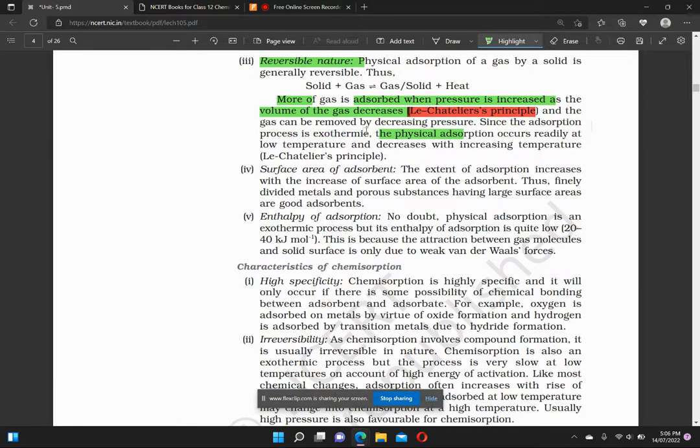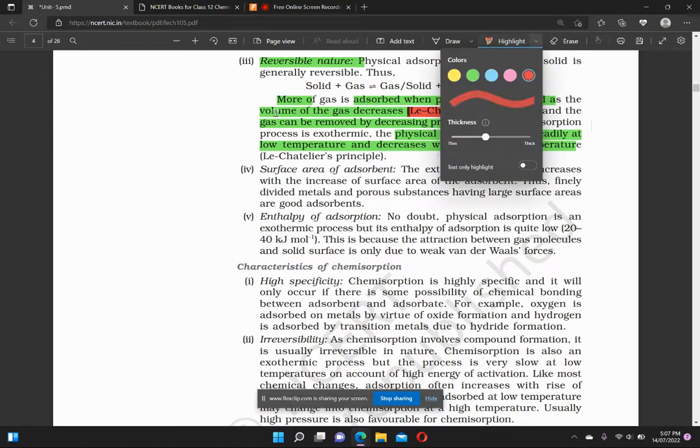You can just write it. So gas can be removed by decreasing pressure. Okay, yeah. Now, the physical adsorption occurs readily at low temperature and decreases with increase in temperature, again because of Le Chatelier's principle. Here also because of Le Chatelier's principle.